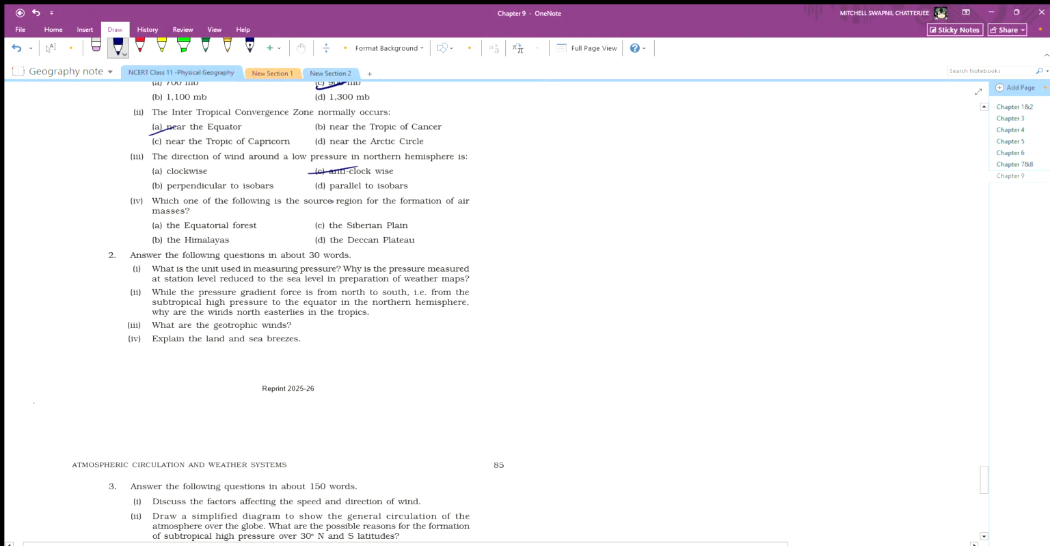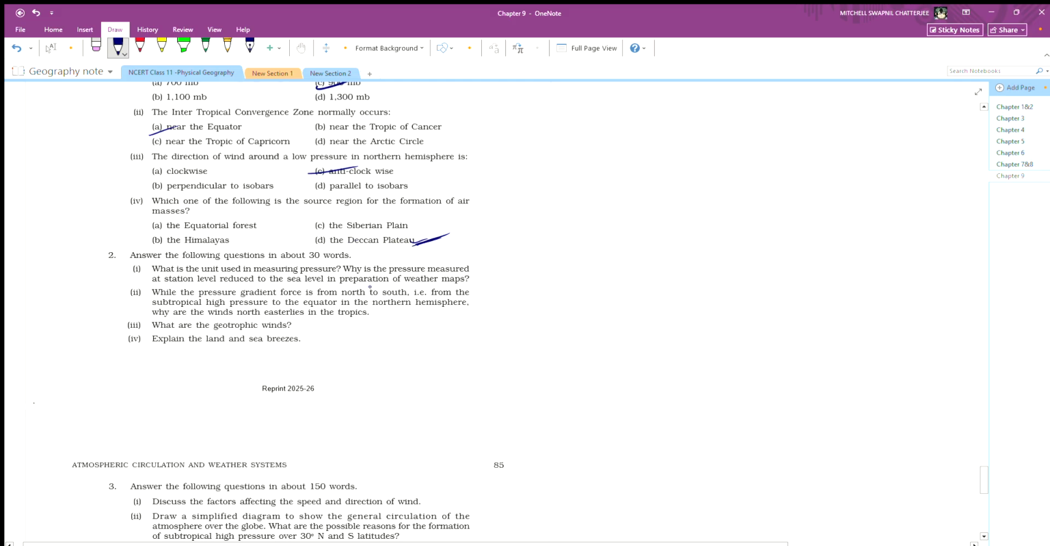Which one of the following is the source region for the formation of air masses? See, air masses can be formed in any area. Deccan Plateau is a good one. Siberian plains also, but this is much more accurate. Himalaya no, equatorial forest no.